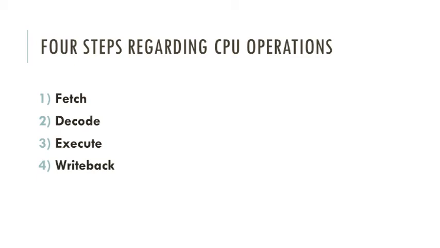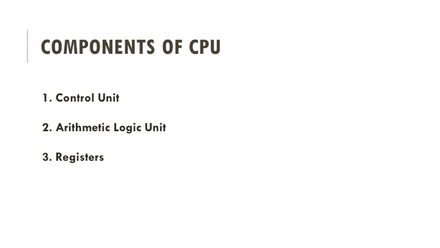So these are the four major operations of the CPU that we have to focus on: fetching, decoding, executing, and write back. Now we have to focus on the components of the CPU. We have different components of the CPU. Basically we have the control unit, then the arithmetic and logic unit, and also the registers.